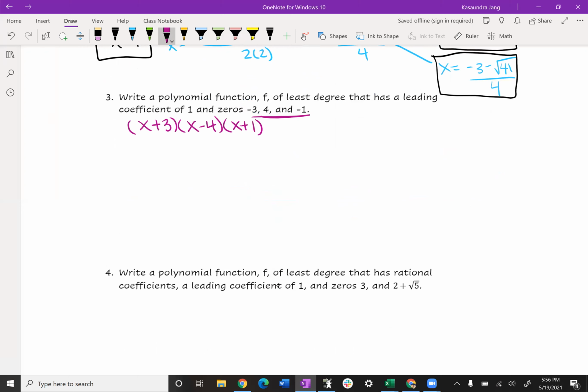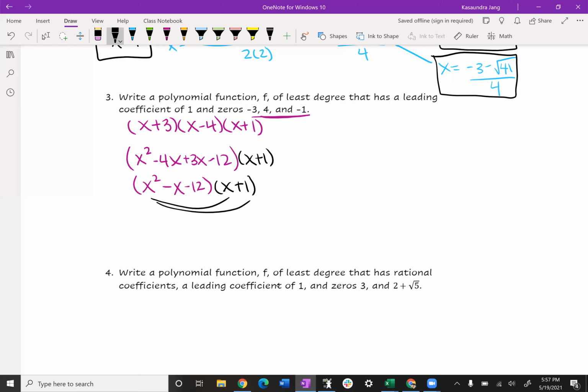Maybe I'll multiply these first 2 together first. So I'll distribute my x. I get x squared minus 4x. And then I will distribute the 3. I get a 3x minus 12. All right. So that's just those first 2. I can combine some like terms here. But I haven't messed with the x plus 1 quite yet. So now let's go ahead and finish this off, distribute to the x plus 1.